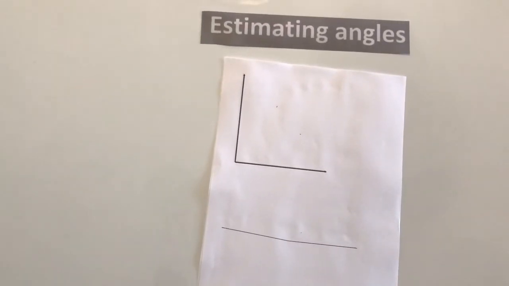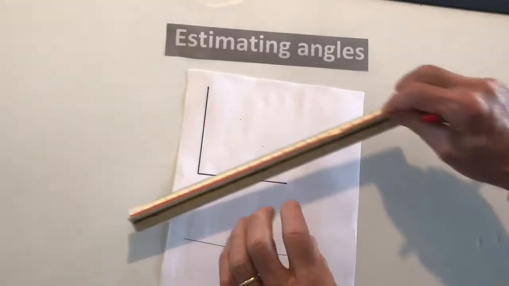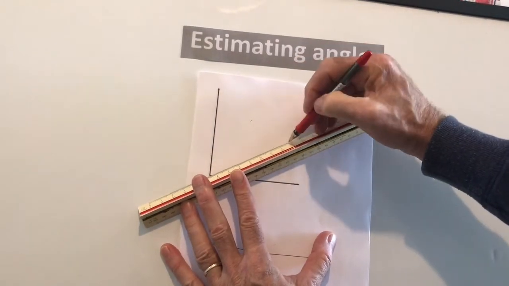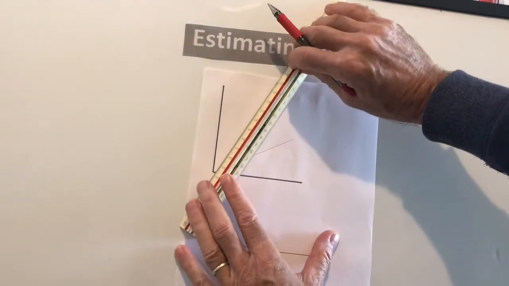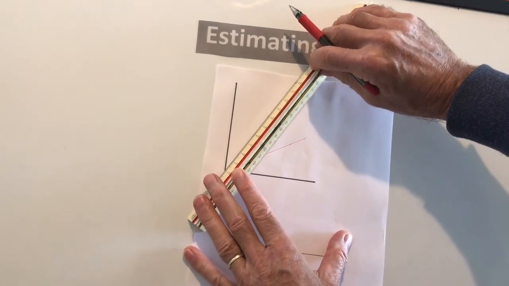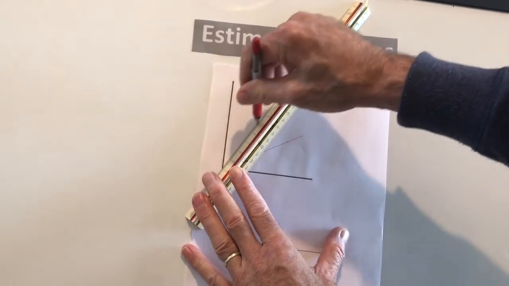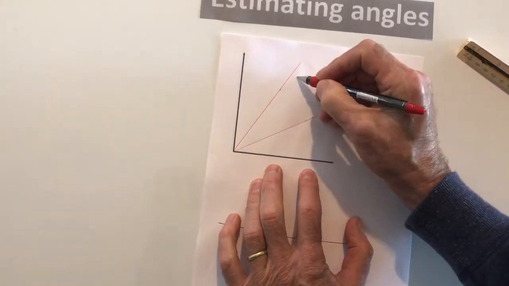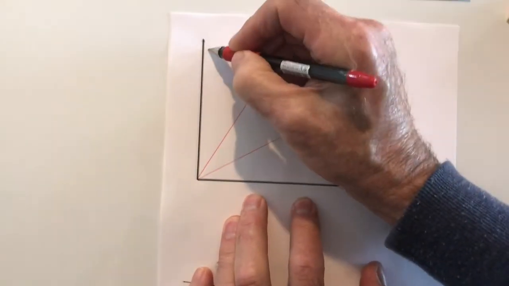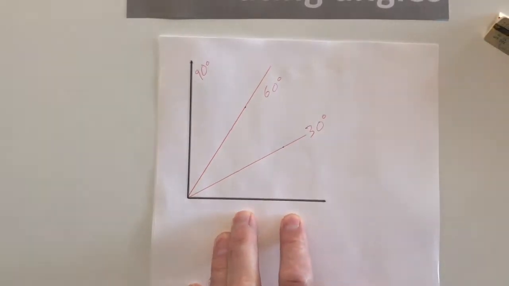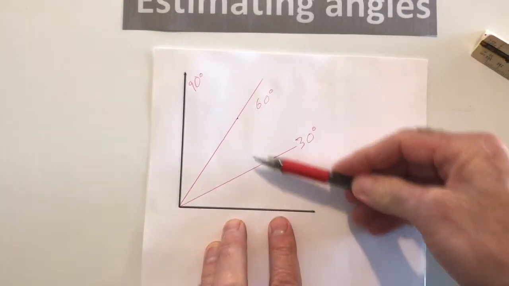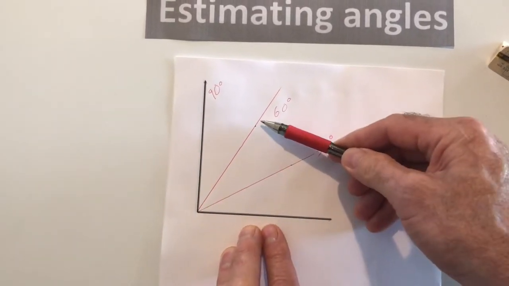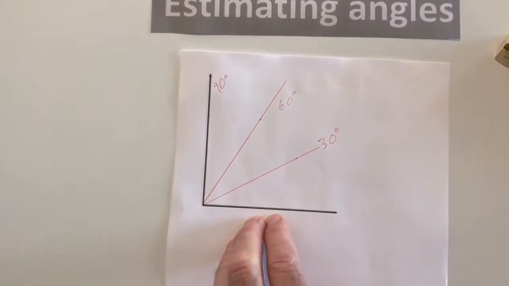Looking back at a right angle, we know the right angle is 90 degrees. If I divide my 90 degrees into 3 sections, each section being the same size, I would now have 30 degrees, 60 degrees, and 90 degrees. Looking at an angle, dividing it up into 3, I can estimate a 60-degree angle or a 30-degree angle.